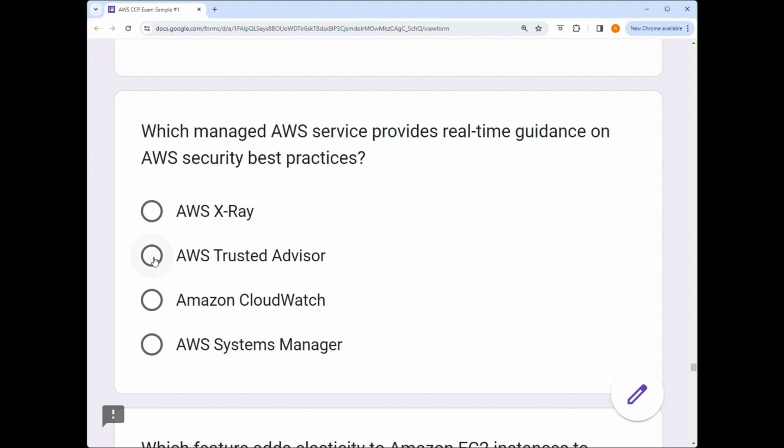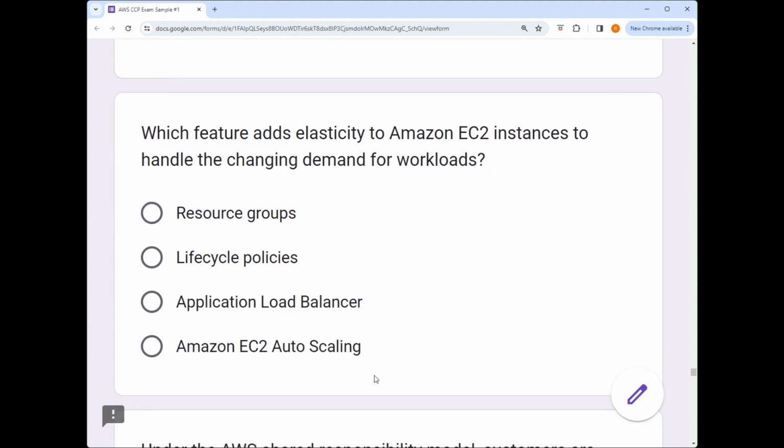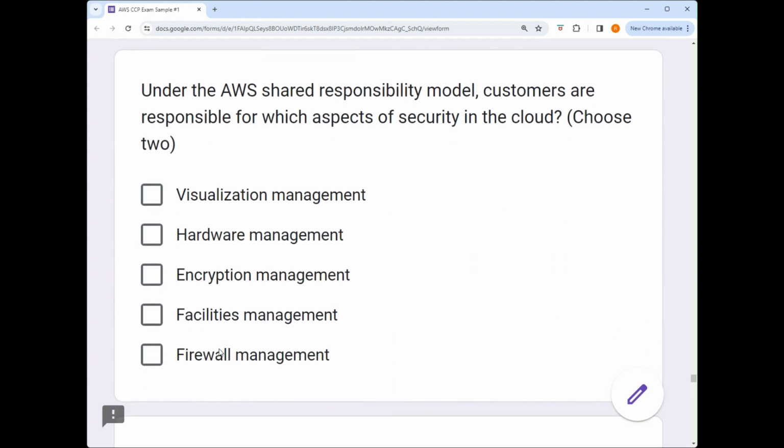Which feature adds elasticity to Amazon EC2 instances to handle the changing demand for workloads? Resource groups. Lifecycle policies. Application load balancer. Amazon EC2 Auto Scaling. Correct answer: Amazon EC2 Auto Scaling.